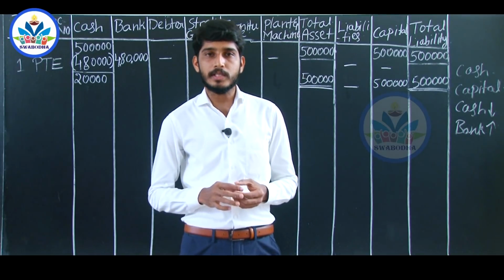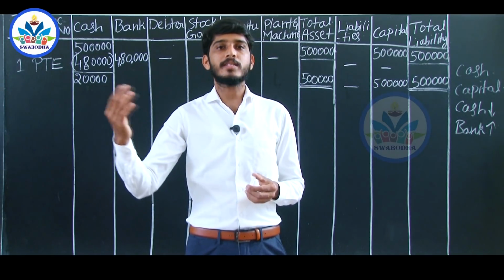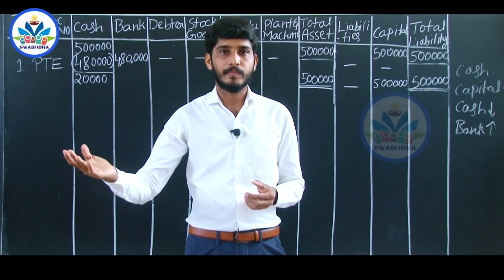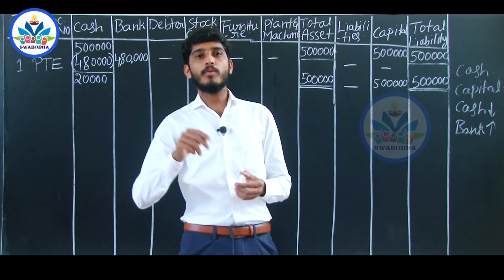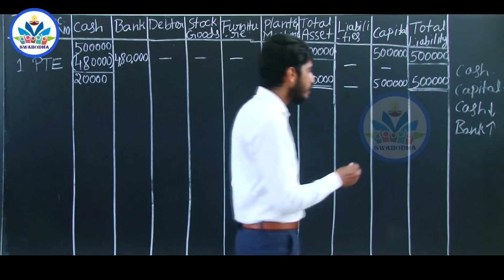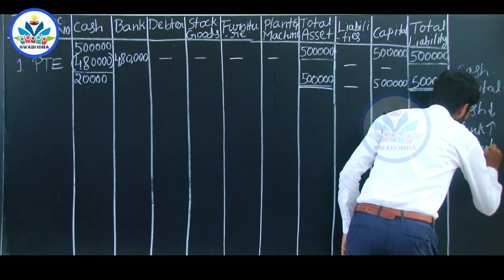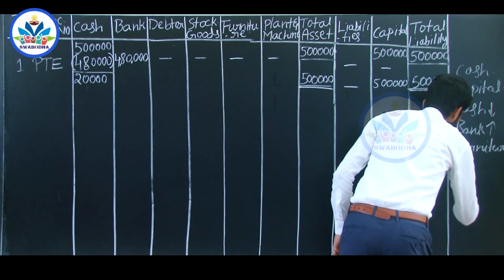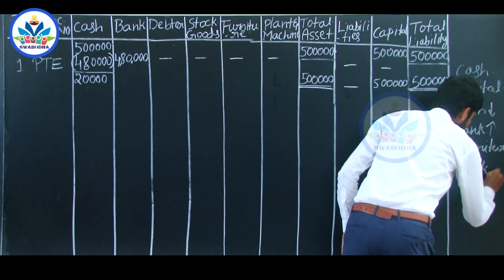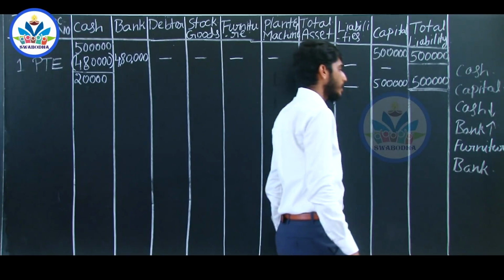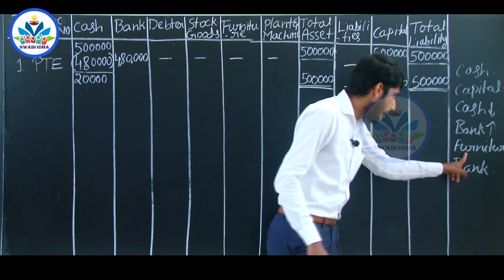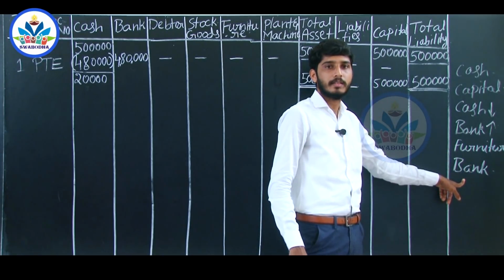Furniture has been purchased and the payment is done by issuing a check. So, the two accounts involved are furniture account and bank account. Bank, because you have made the payment by issuing a check. Furniture is an asset, bank is also an asset.